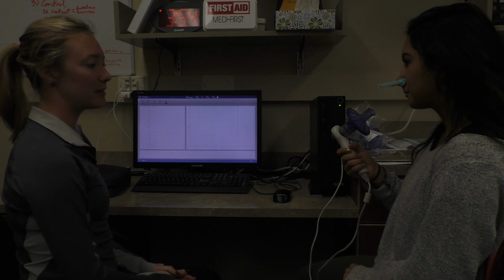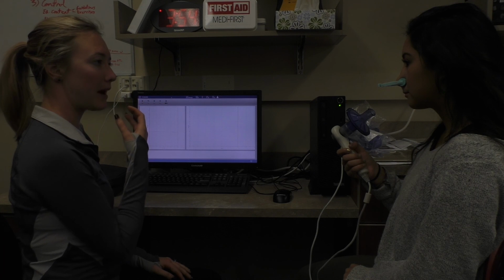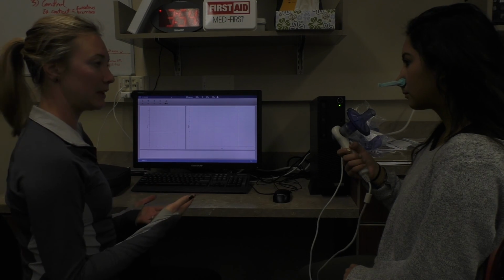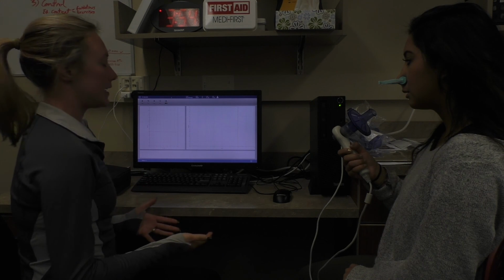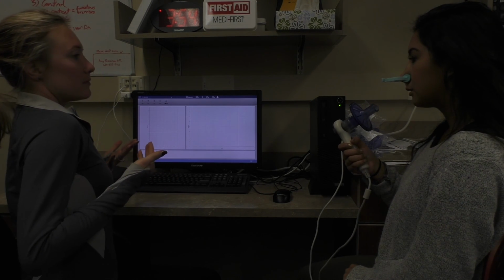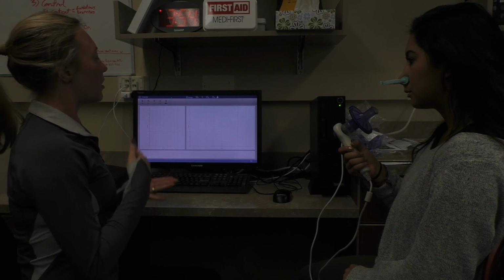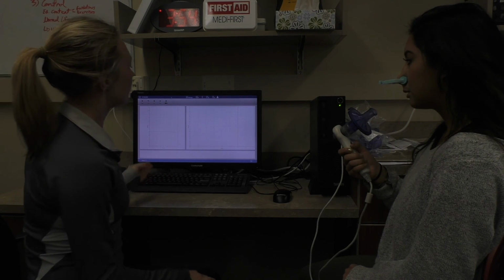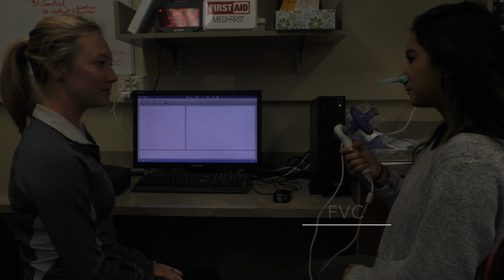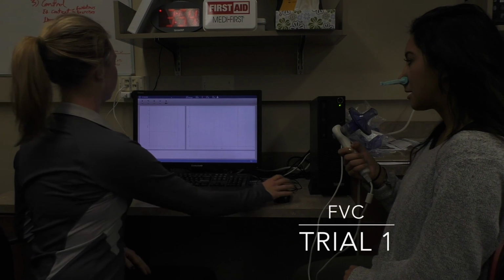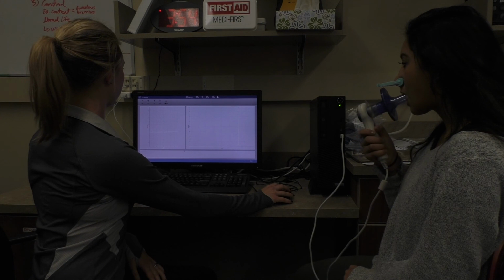All right, so we're going to do an FVC measure. So what I'm going to have you do is you're going to put the spirometer in your mouth, you're going to breathe normally, and then when I tell you to go, you're going to breathe in, take a deep breath, and then you're going to release it as hard and as fast as you can. You need to go for 6 seconds, so I'll tell you when to stop. Sound good? Okay. This is FVC trial 1.